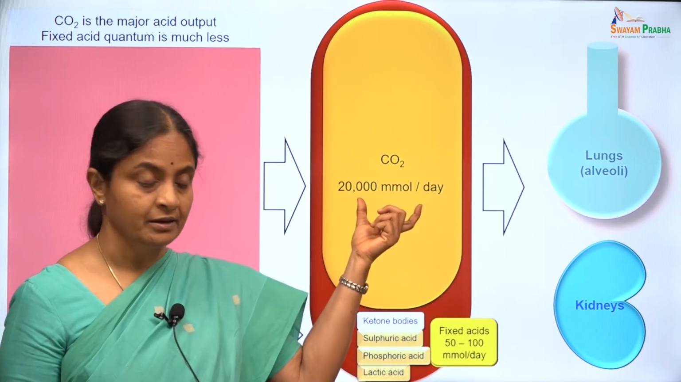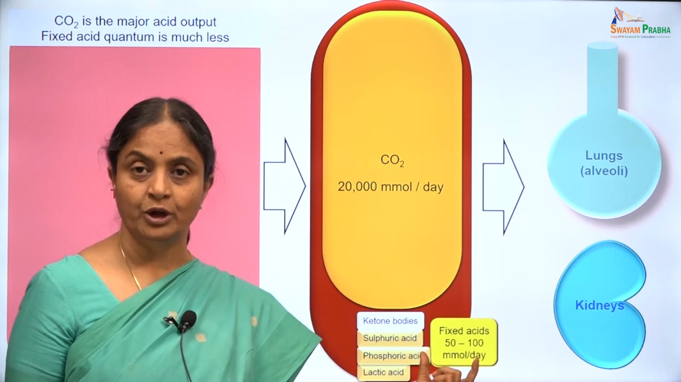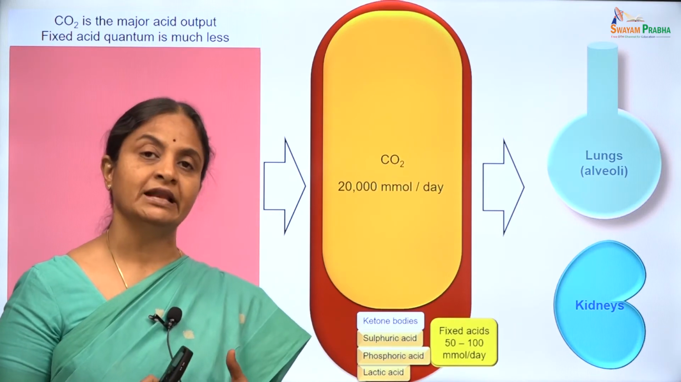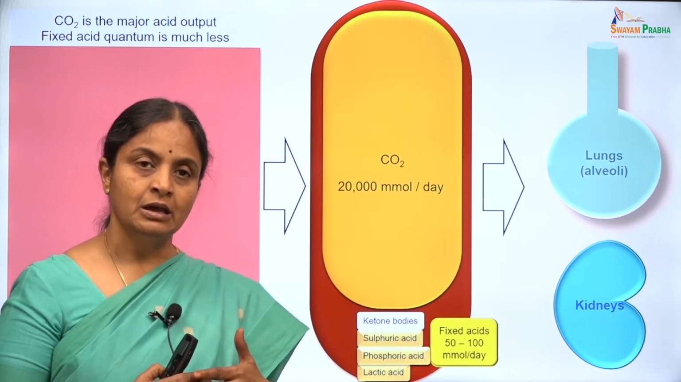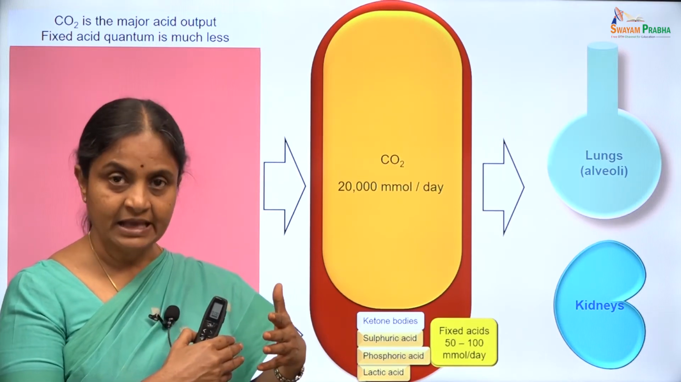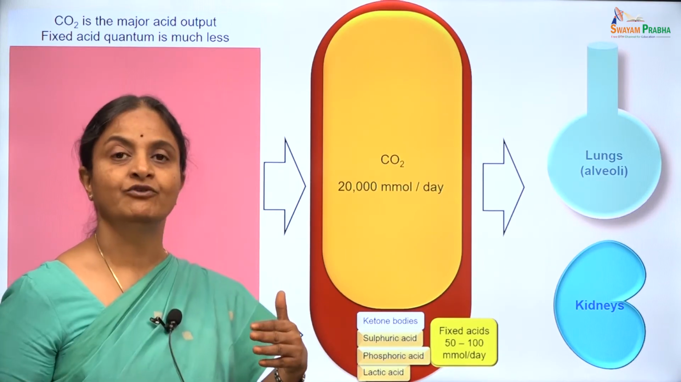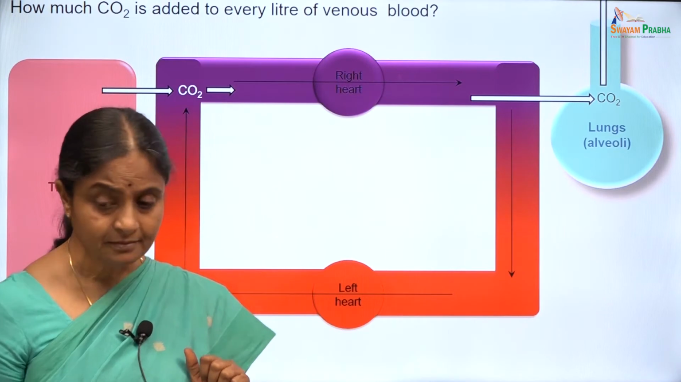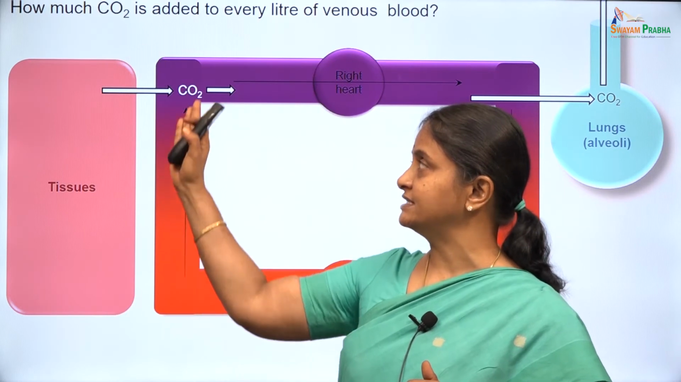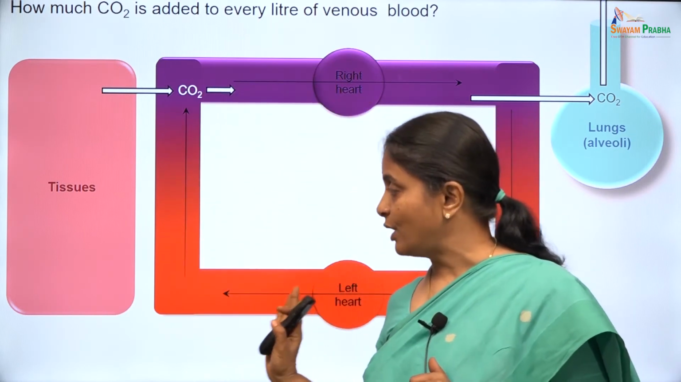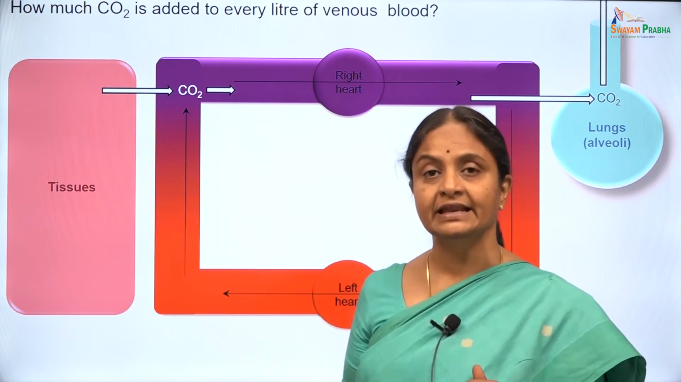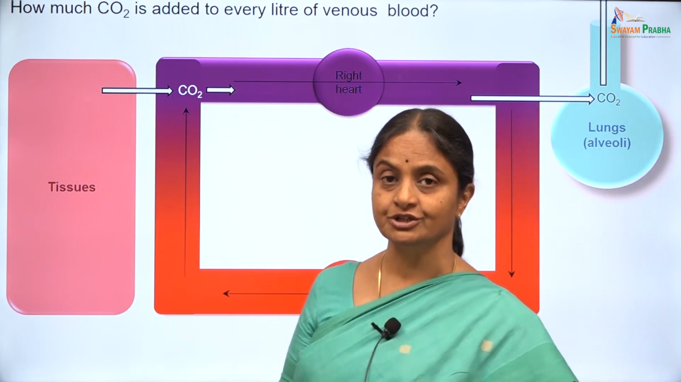In addition to knowing the per day output of the volatile and fixed acids, it is also useful to do some calculations to consider the steady state output, that is, how much of these acids enter per liter of blood flowing past tissues. So, here are the tissues, and blood flows through systemic arteries, capillaries, and into the systemic veins. And for every liter of blood flowing across the tissues, how much carbon dioxide and fixed acids enter blood? Let us do some calculations to understand that.